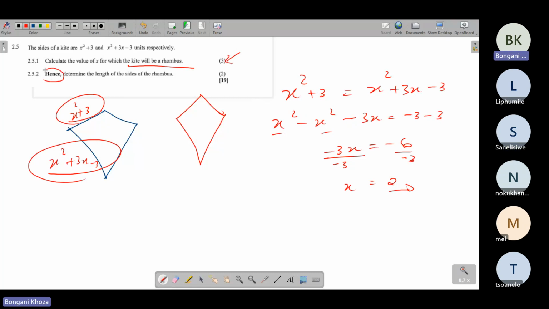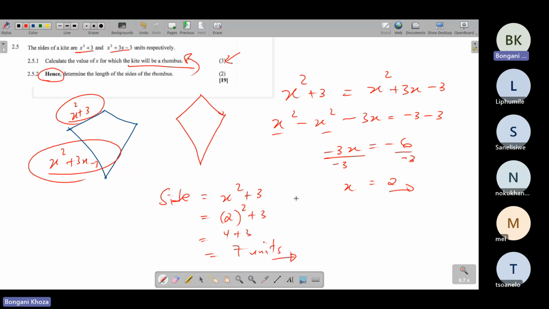When they say hence or otherwise or any of those terms, they're saying from whatever you have used or found in the previous answer, use it to continue solving this question. So they're saying hence determine the length of the sides of the rhombus. If these two are equal, the side of the rhombus will just be x squared plus 3, and then we substitute this x value, which will be 2 squared plus 3. This will give me 4 plus 3. This will give me 7 units.